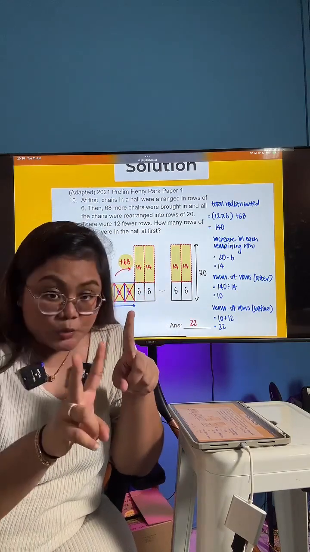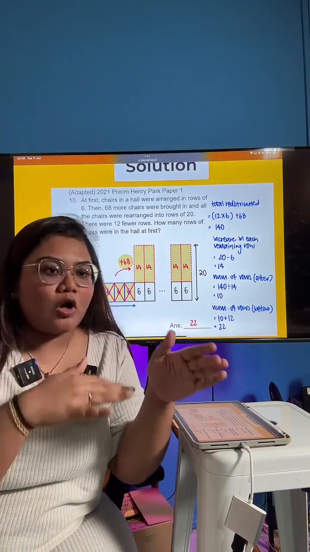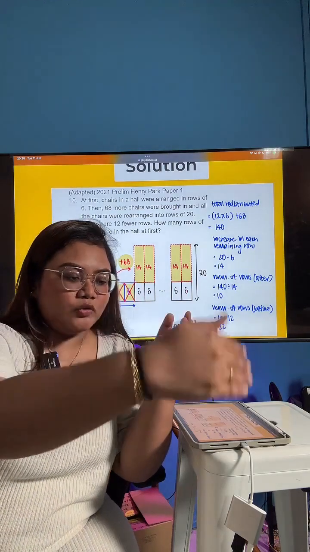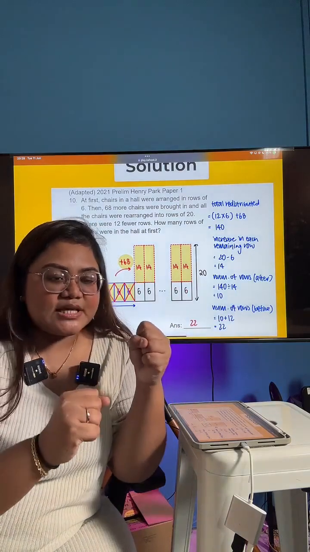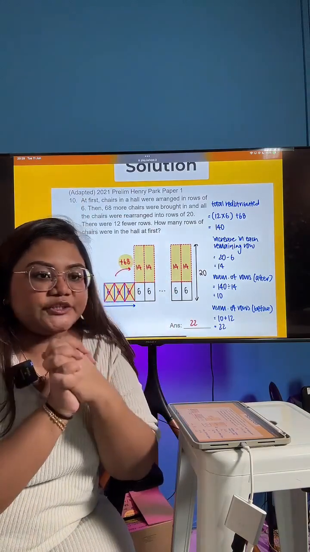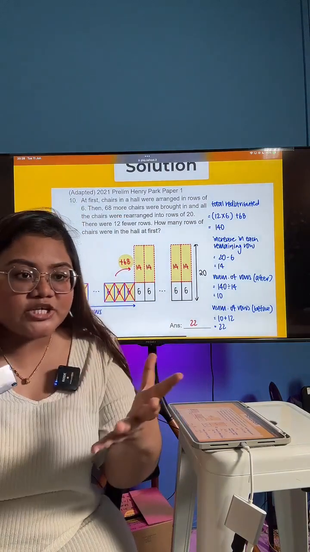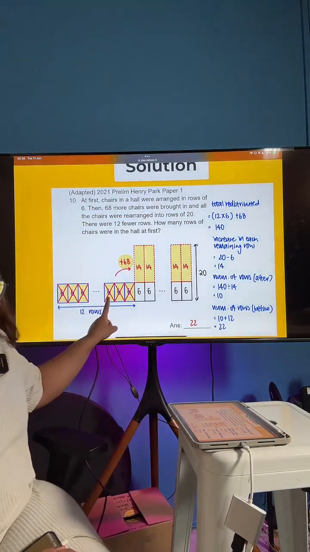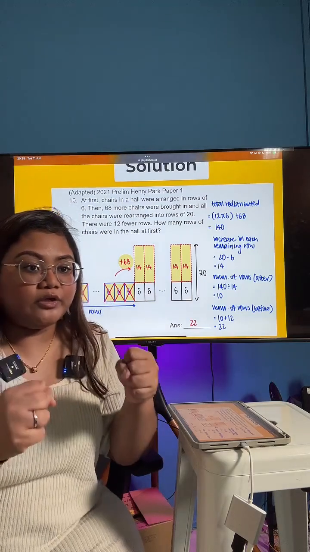12 fewer rows. So these 12 fewer rows, imagine, everybody imagine right now, okay? You're in the school hall. You have all the rows of chairs, right? Then your teacher tells you, okay, friends, please take away 12 rows. So you carry all the chairs in these 12 rows. How many chairs is that? That will be 12 times 6 to give you 72. So 72 chairs, 72 students are holding on to these chairs.